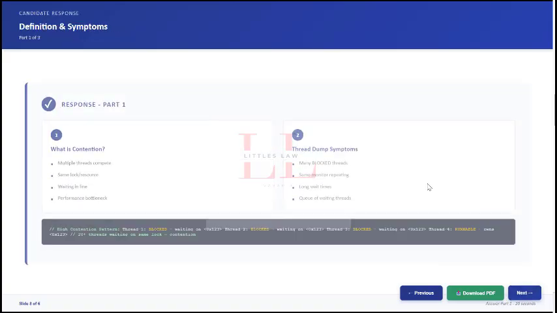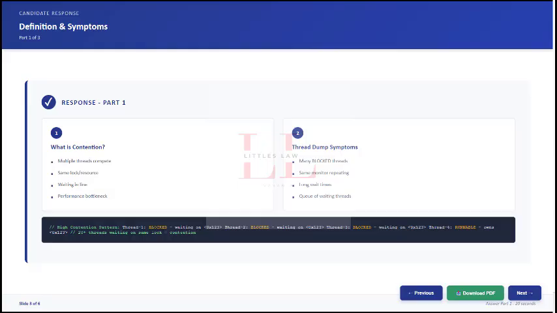So moving on to slide 3. Again, this is actually a very great question. Thread contention is exactly what we described. It's when multiple threads are competing for the same lock or resource, but they end up waiting in line for access. So think of it like a single bathroom at a concert, and everyone needs to use it, but only one person can be inside at a time. So you get a long queue of people waiting.